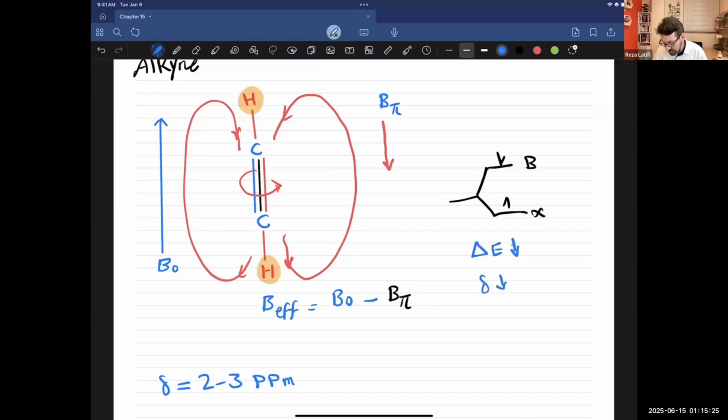Or how about this? We say we're going to see it close to 0, on the right side. And so we're going to see this one in the upfield area.